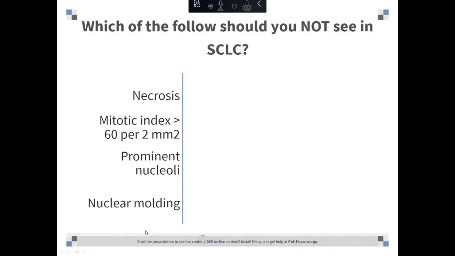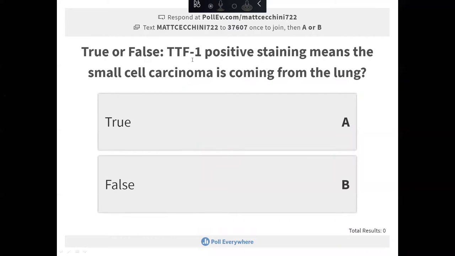Perfect. I think I have one more question about this case. So true or false, TTF1 positive staining means that this small cell carcinoma is coming from the lung. What do you think, true or false?